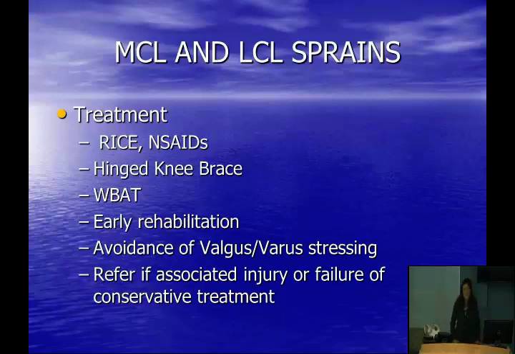It's very, very painful. Sometimes I have people who will do crutches for a week or two and then go to one crutch and then go to none. It can be very painful. You want to get them into early rehabilitation. As soon as they can walk on it, you want to do some gentle range of motion and advance as tolerated. As I said, you want to avoid stressing the ligament, so valgus or varus stressing. And then if they have an associated injury, you're going to refer them. So an ACL tear, medial meniscus.